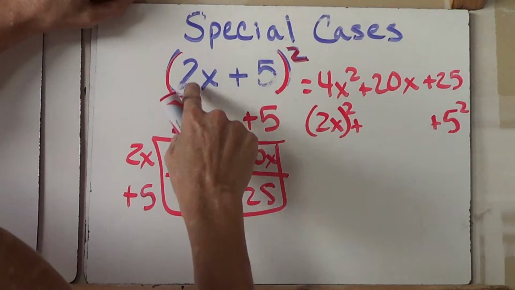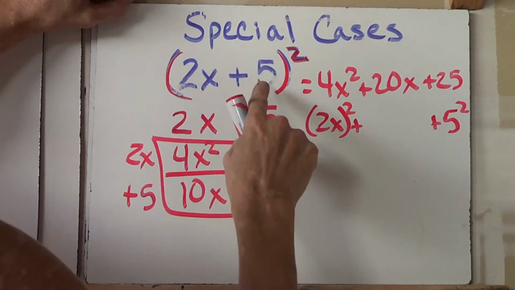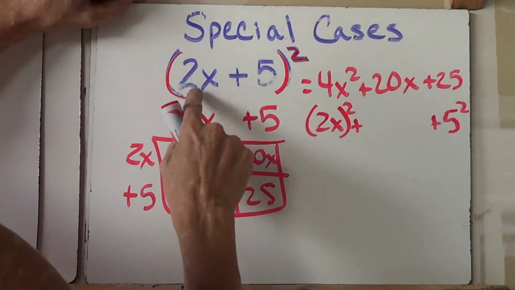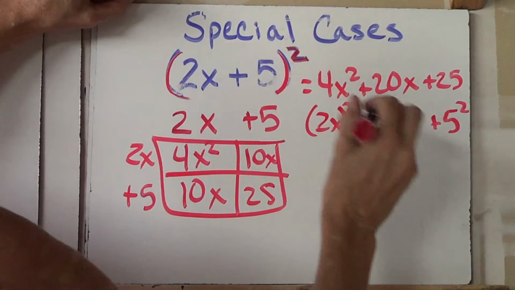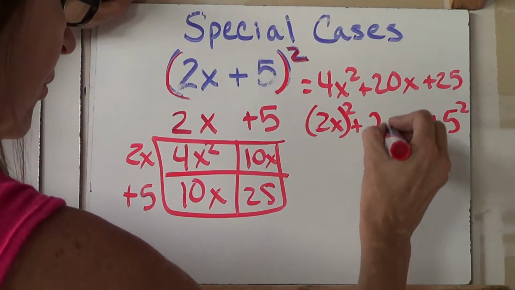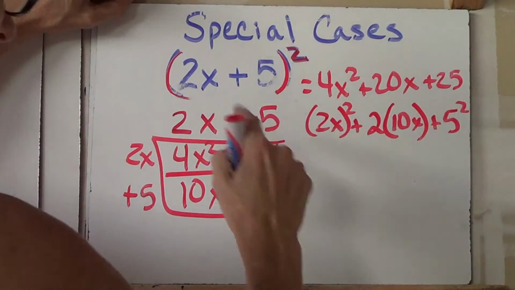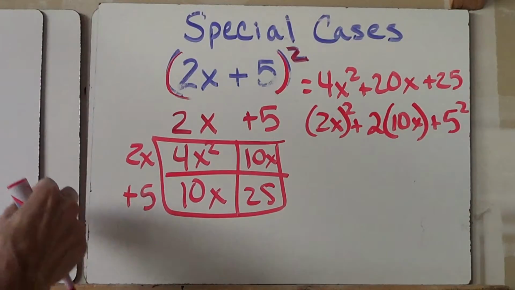Well, 5 times 2 is 10x. If you think about it, you've got two middle terms because it's squared. So 2x times 5 is 10x, times 2 is the 20x. So it's 2 times 10x, or times these two. Okay? Now watch this one.